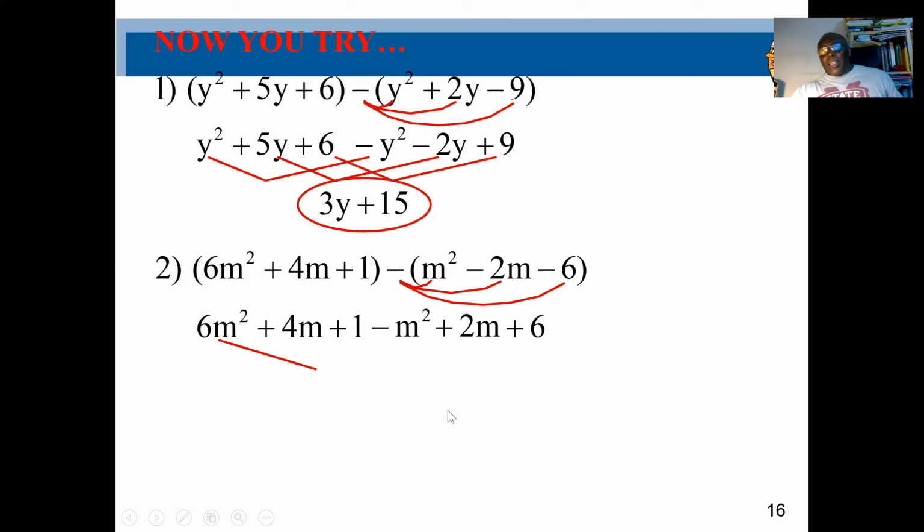Now we combine the like terms. We have 6m squared and negative m squared, so that will give me positive 5m squared. We have 4m plus 2m, so that will give us 6m, and it's positive, both are positive. Now we have plus 1 plus 6, so that will give us plus 7.